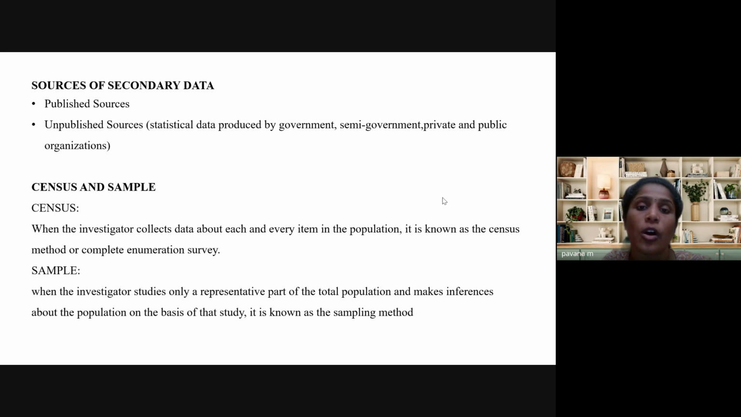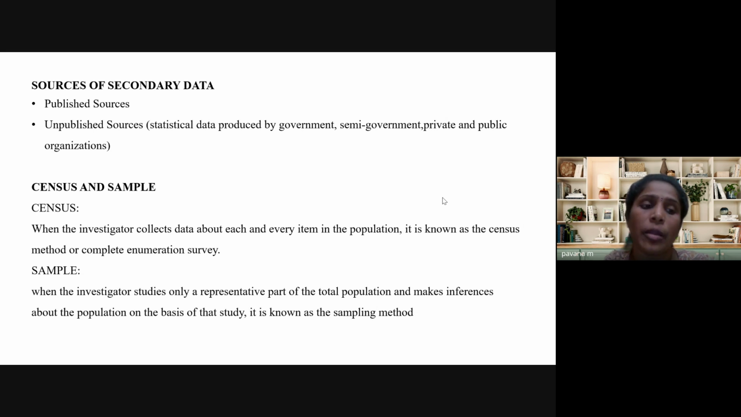And unpublished sources means confidential data. Maybe that confidential data is related to your business or government or private agencies. That type of information is not published publicly. So you have to request that particular agency, or you have to request those persons, to give that data for your survey purpose or for your business purpose.